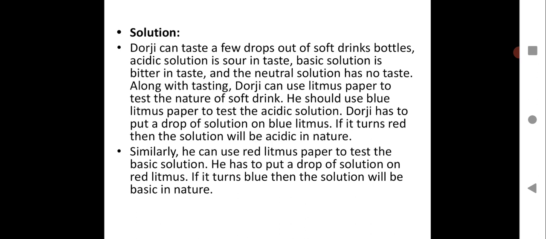Along with tasting, Dorji can use litmus paper to test the nature of the soft drink. Very simple. He should use blue litmus paper to test for an acidic solution. Blue will turn red. Dorji has to put a drop of the solution on blue litmus. If it turns red, then the solution is acidic in nature. Similarly, he can use red litmus paper to test for a basic solution. He has to put a drop of solution on the red litmus. If it turns blue, then the solution is basic in nature. So all this knowledge of indicators and color change will definitely help Dorji. I hope this is very clear.